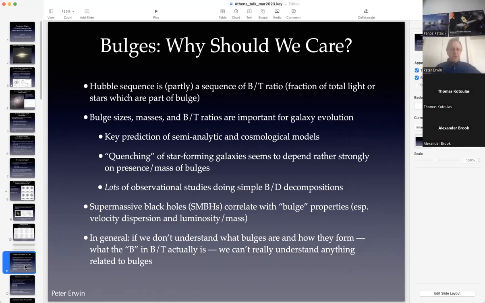Galaxies with large bulge-to-total ratios are more likely to be quenched. There's also just a ton of observational studies doing simple bulge decompositions: the galaxy is an exponential disk plus a Sersic bulge, for tens, hundreds of thousands, millions of galaxies. Finally, we also know that supermassive black holes seem to correlate quite strongly with bulge properties, particularly the velocity dispersion and the luminosity or stellar mass of the bulge. So if you want to know what bulge-to-total actually means, you need to understand what bulges actually are and how they form.